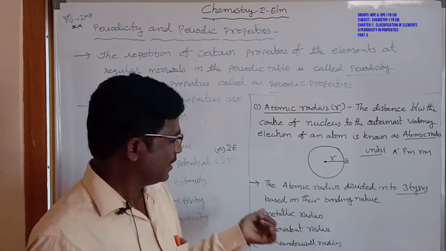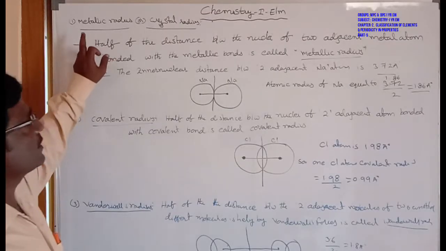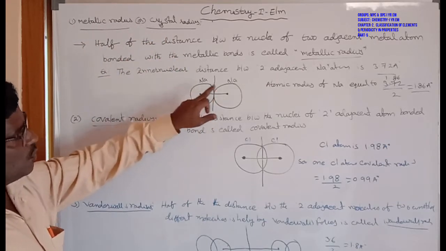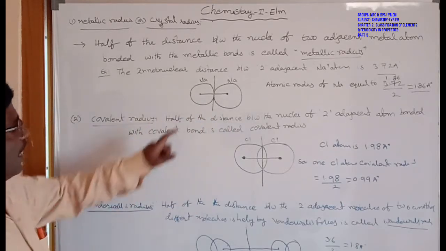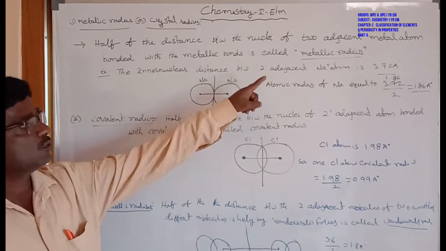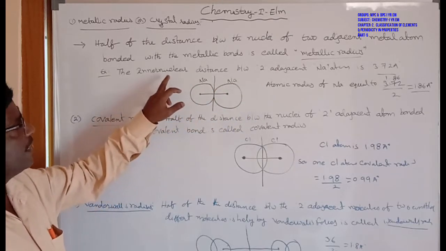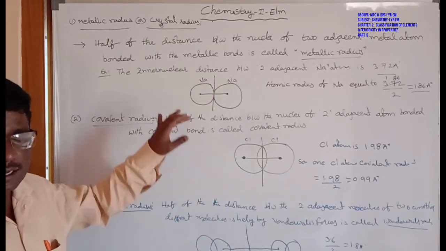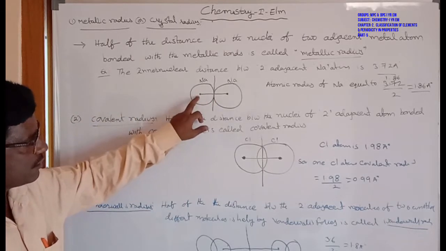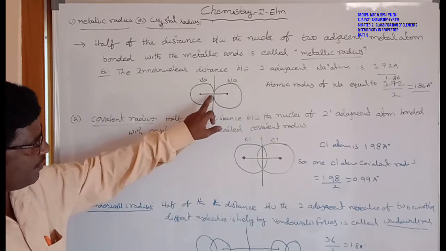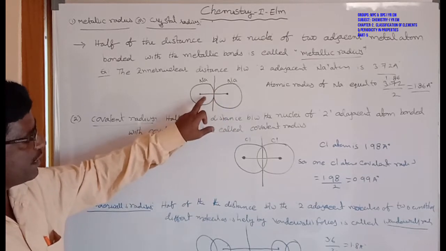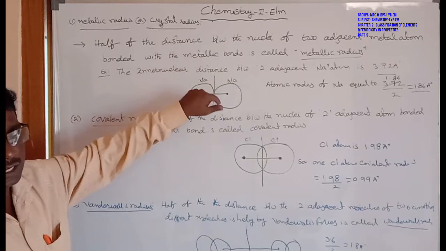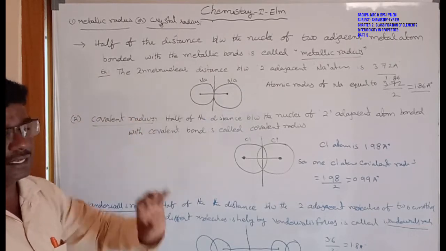Next, the metallic radius, or crystal radius. The metallic radius means half of the distance between the nuclei of 2 adjacent metal atoms bonded with metal bonds. Here is one atom, next is the other atom, and here is one half, next is the other half. Half of the distance between the nuclei of 2 adjacent metal atoms bonded with metal bonds is called the metallic radius.